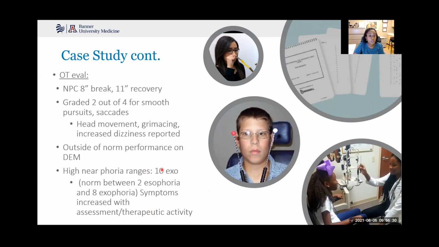Her neuro ranges were high. She was a 10 exo. The norm is typically between 2 esophoria and 8 diopters of exophoria, and she exceeded that a little bit even with her glasses in place. She was very symptomatic with all assessments and therapeutic activity.